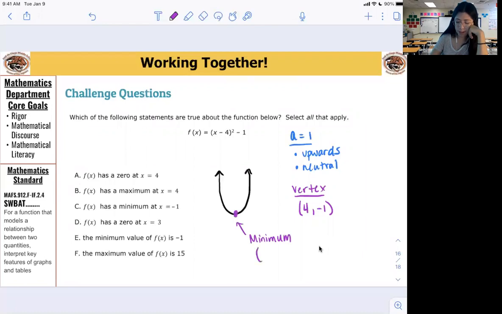We haven't talked about that in a while. So the minimum, okay, the minimum is at which value? Remember, minimum is the y value. So where's the minimum? -1. Taking a look at the answer choices, there's a few we can get rid of and one that we can circle. What can I get rid of?